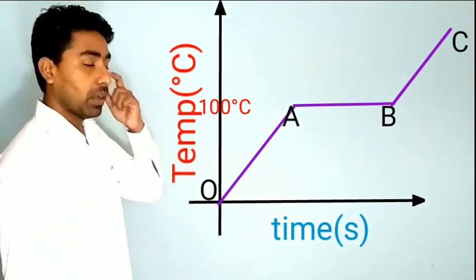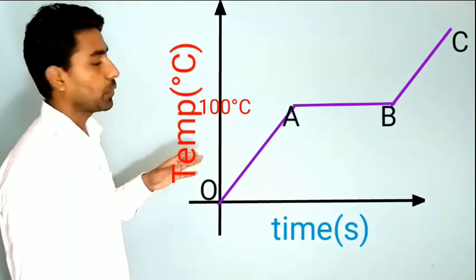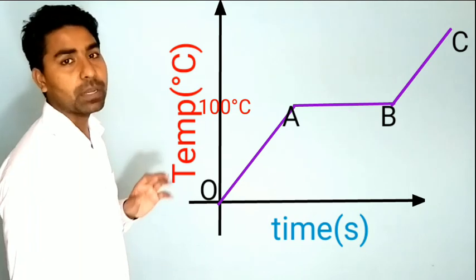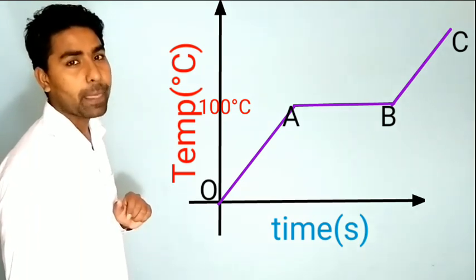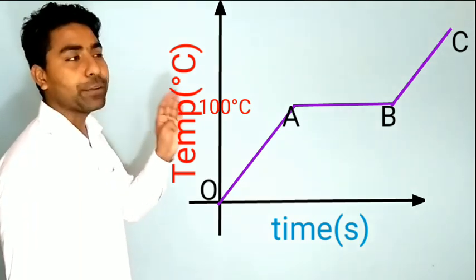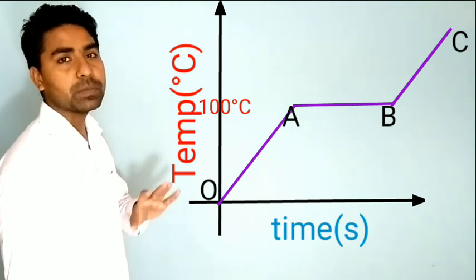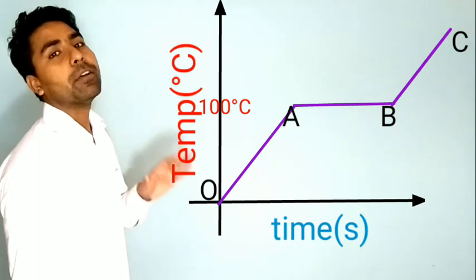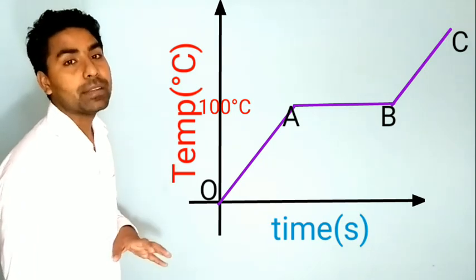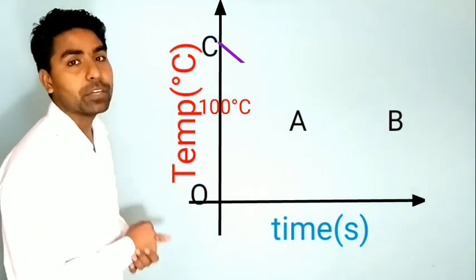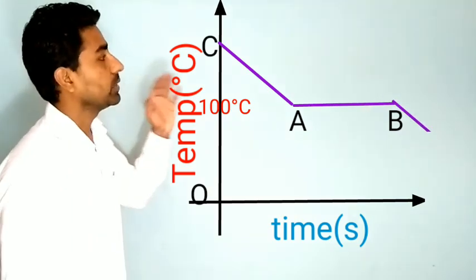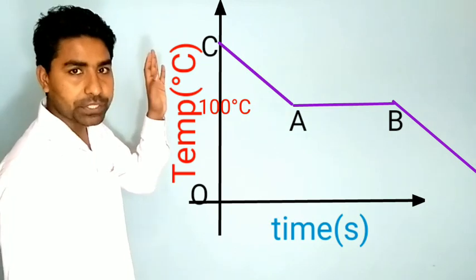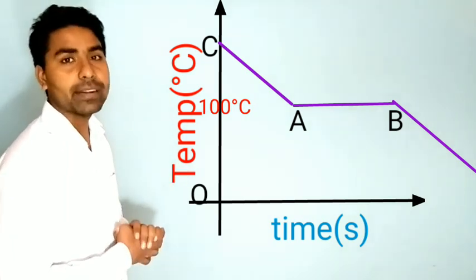Suppose we were using water. From 0 to 100 degrees Celsius, the heat energy was visible in the form of a rise in temperature. But from A to B, the heat was not visible in the form of temperature. At that time, the water was changing into vapor, into steam. So if the reverse process goes on, see here again, the reverse process goes from some temperature to 100 degrees Celsius.